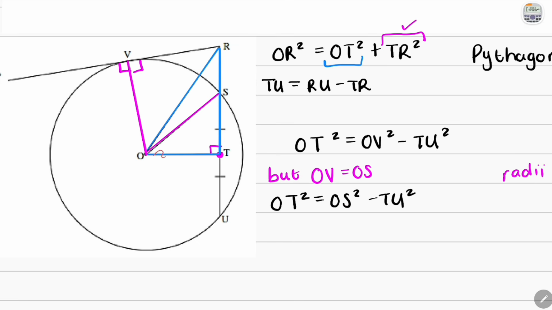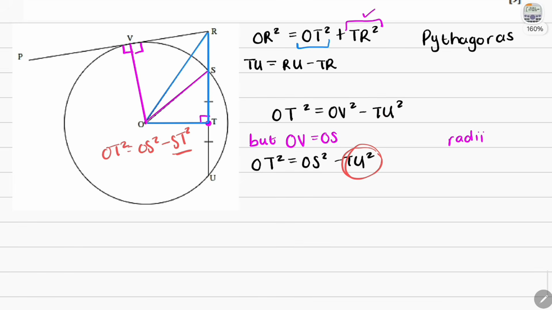If you're using the theorem of Pythagoras here, OT is one of the shorter sides. OT squared would be equal to the hypotenuse squared, OS squared, which is true, but minus ST squared. Okay, so that means there's a relationship between TU squared and ST squared. Let's look at that. Do you see how ST is exactly the same as TU? So that's where they got that from.